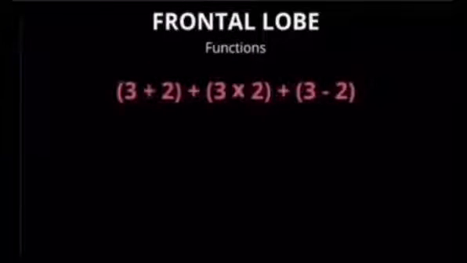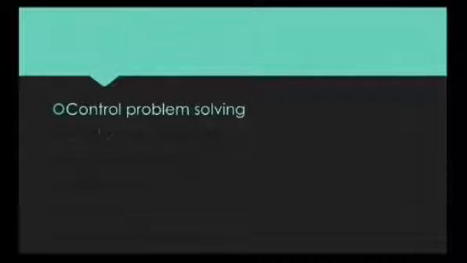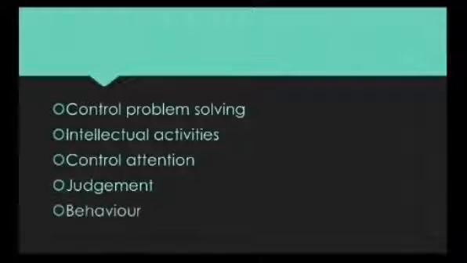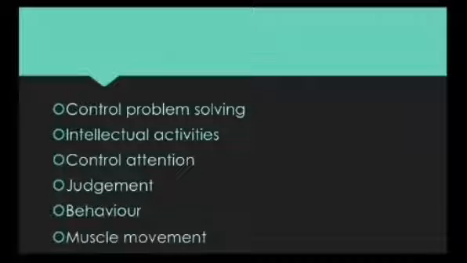Now to tell you its function, let me give you a math problem. Can you calculate the sum? Did you get the right answer? So the frontal lobe controls problem solving, intellectual activities, attention, judgment, behavior and muscle movement. Let's move to the next lobe.